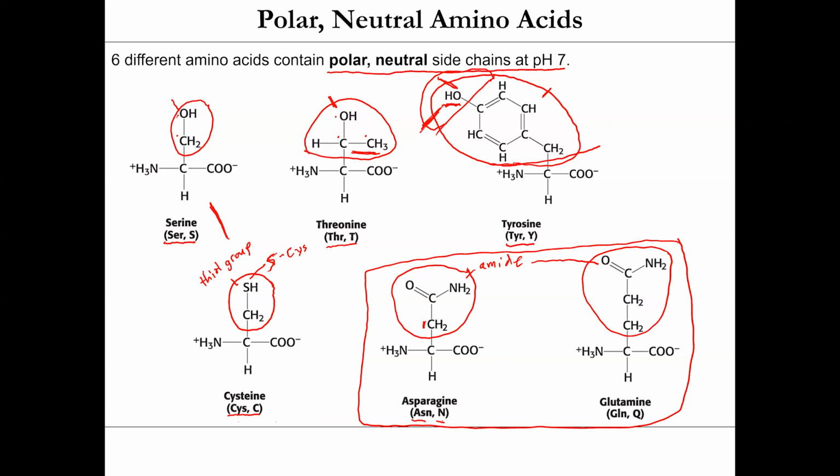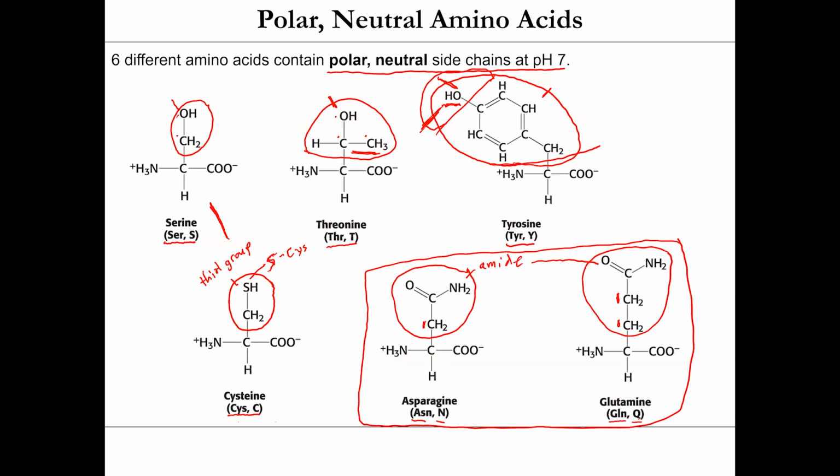So it has one methyl group and then that terminal amide group. And then glutamine has two methyl groups before that terminal amide group. So glutamine, its three-letter code is GLN. And its one-letter code is Q, which is also kind of tricky, but I just think glutamine, it's kind of a Q sound. I don't know if that'll help you. That's how I remember it.